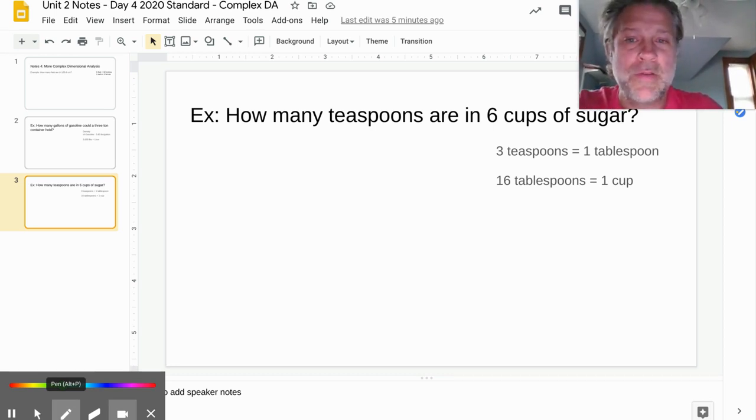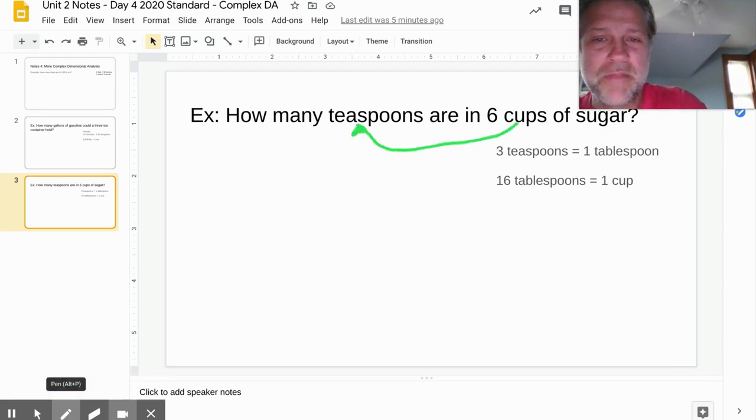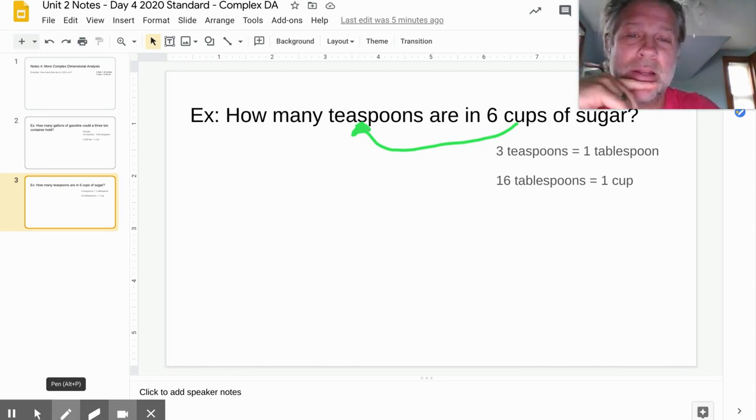So in this case here, we have 6 cups of sugar, and we need to know how many teaspoons are in 6 cups of sugar. And I'm going to be really, really honest. I don't like the empirical measurement system for in the kitchen. I would rather use grams, but we can't change that today. So we need to know the relationship between cups and teaspoons. And to be very honest with you, I have no idea what that is.